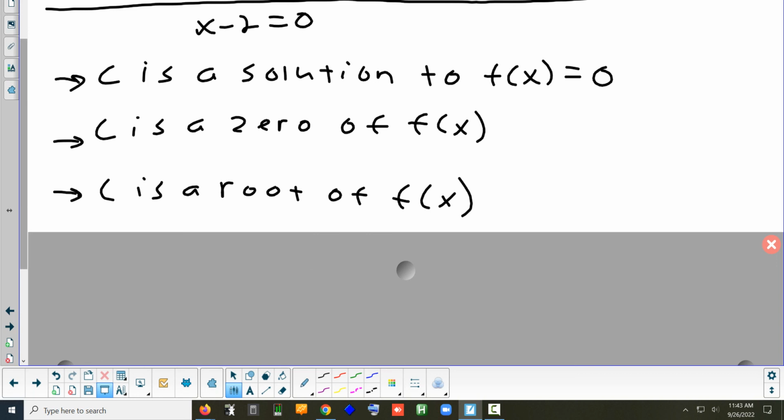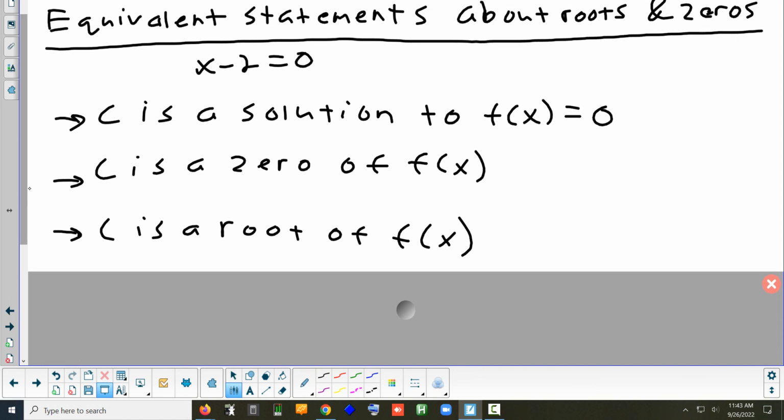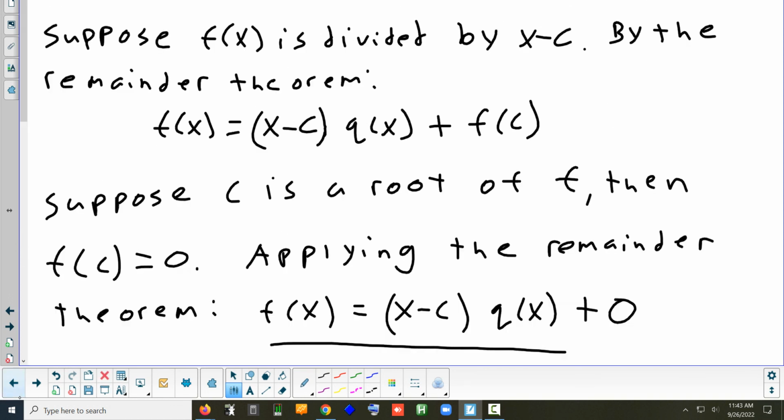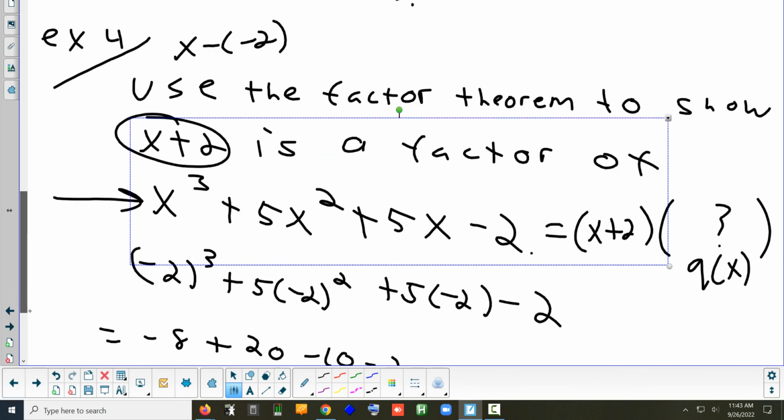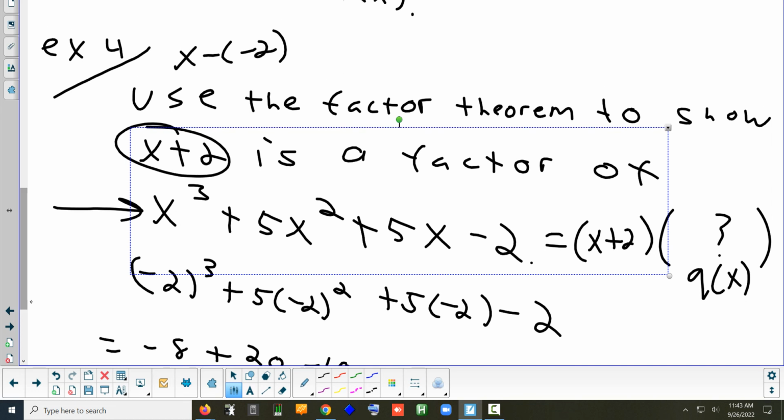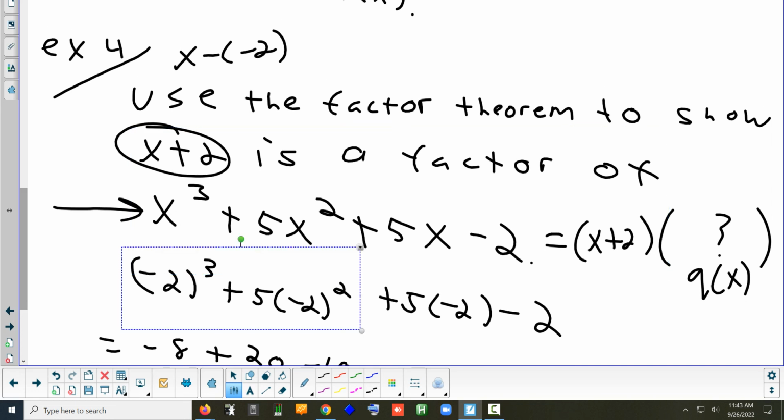But this next one, this is the one that's important. I want to go back and look at the problem we just did and see if we can figure out a pattern. In the problem we just did, we showed that negative 2 was a root of the polynomial. Negative 2 was a root. What was the factor?